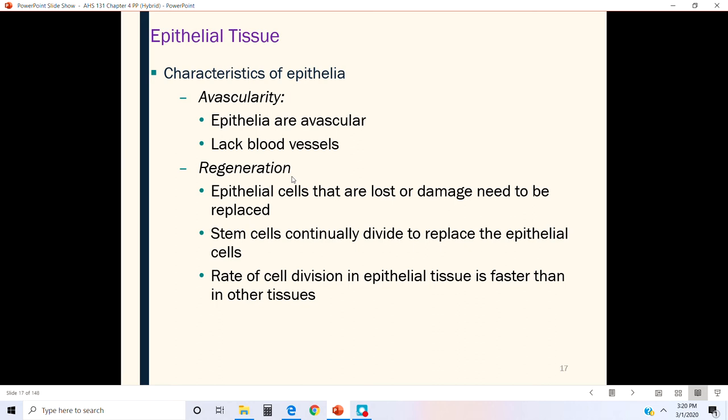All right. So it turns out that epithelial cells are continually being replaced. Any ones that are lost or damaged are being replaced. Near the basement membrane, we have these stem cells that continually divide, right? They're constantly undergoing mitosis and replacing epithelial cells. So the rate of cell division in epithelial tissue is faster than in other tissues. Again, the reason for that is our epithelial cells are up against wear and tear all the time, right? So they're going to be damaged or sloughed off, and we need to replace them.